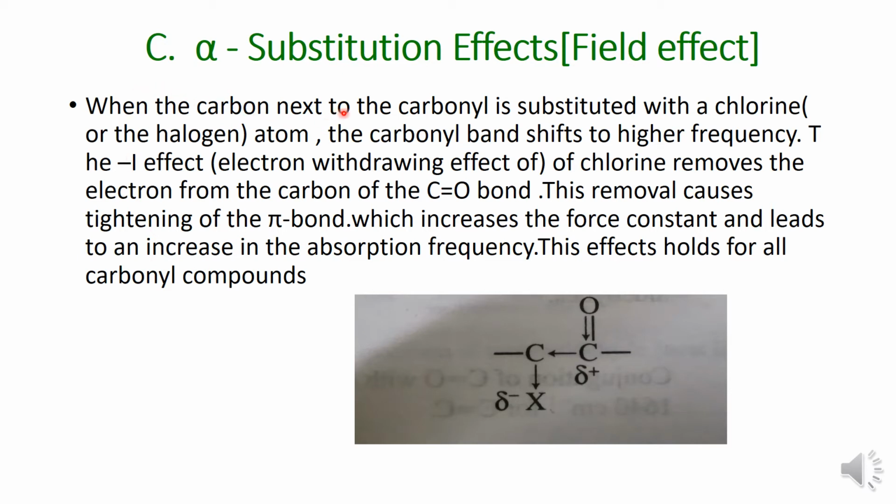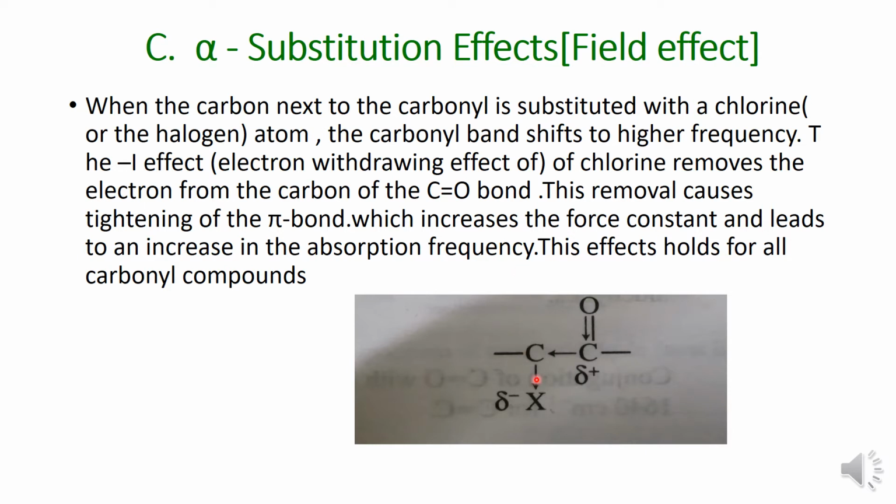When the carbon next to the carbonyl is substituted with a halogen atom or a chlorine atom, the carbonyl bond shifts to higher frequency. The minus I effect, or electron withdrawing effect, of chlorine removes the electron from the carbon of the carbonyl bond. This removal causes tightening of the pi bond, which increases the force constant and leads to an increase in the absorption frequency. This effect holds for all carbonyl compounds.